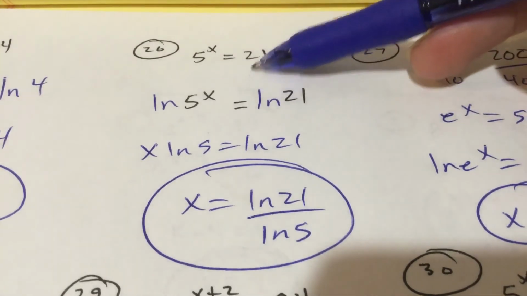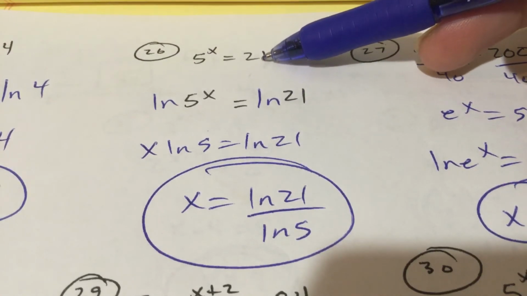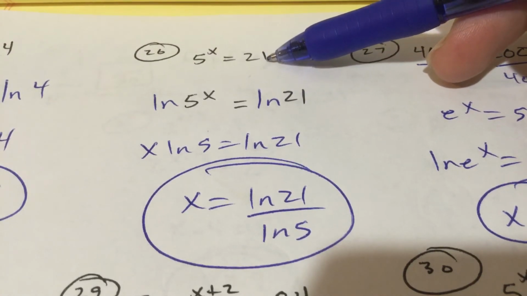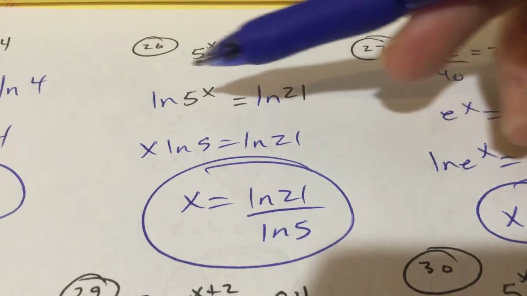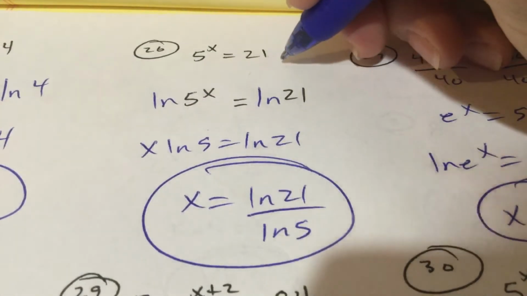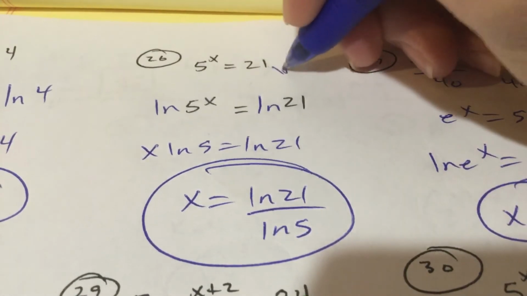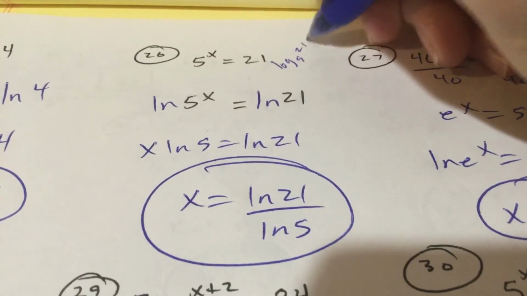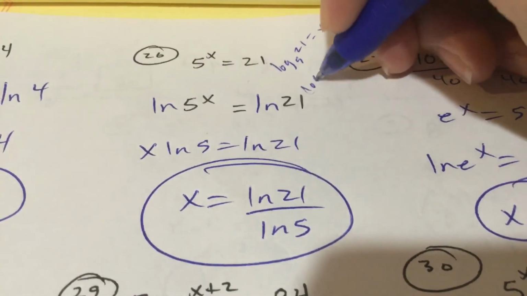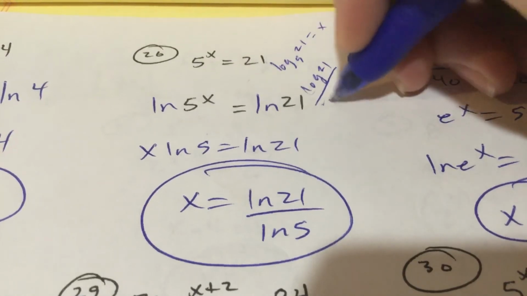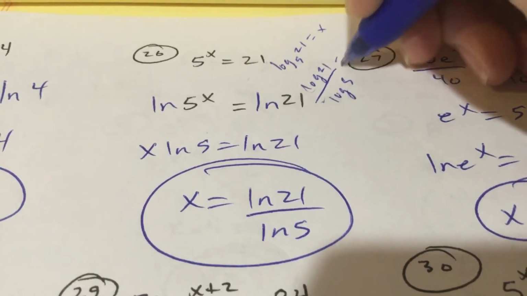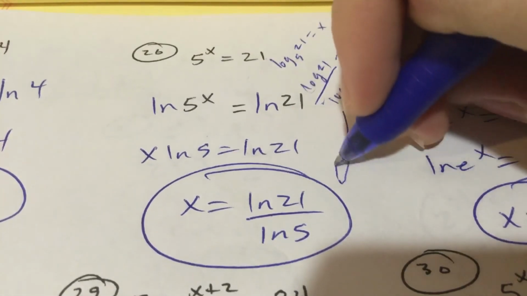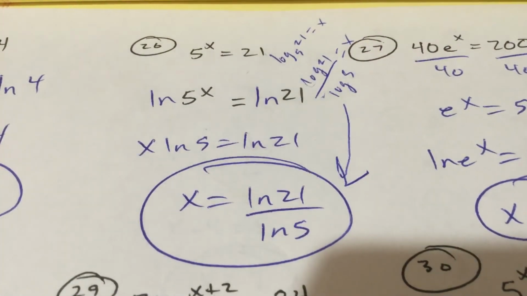There's no way I can make 21 in base 5. So what I can do, now you can also do change of base. If you wanted to, you can say, well, this is log base 5 of 21 equals x, and then log of 21 over log 5 is equal to x. It's the same thing, believe it or not. Get out your calculator and test it. Same thing as that. All right?